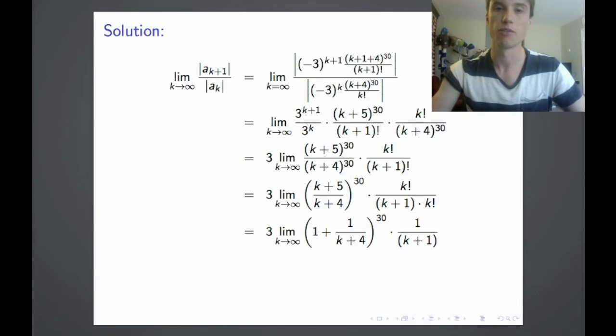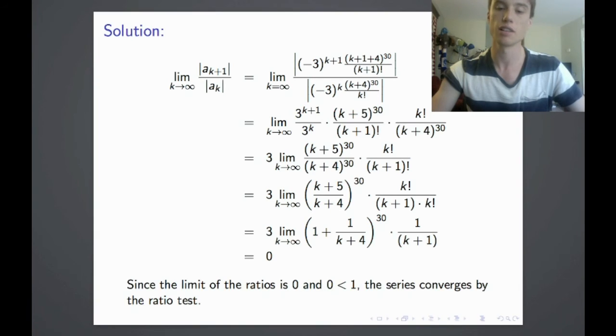Now we can perform long division with this middle term, and (k+5) over (k+4) is equal to 1 plus 1 over (k+4). As k goes to infinity, the middle term tends to 1 to the 30th power, or just 1, while the 1 over (k+1) term tends to 0. Thus, the entire ratio tends to 0.